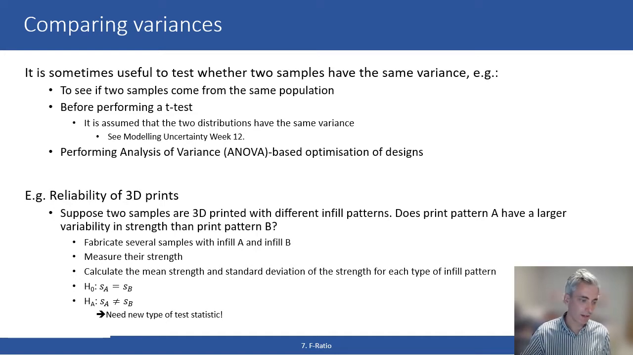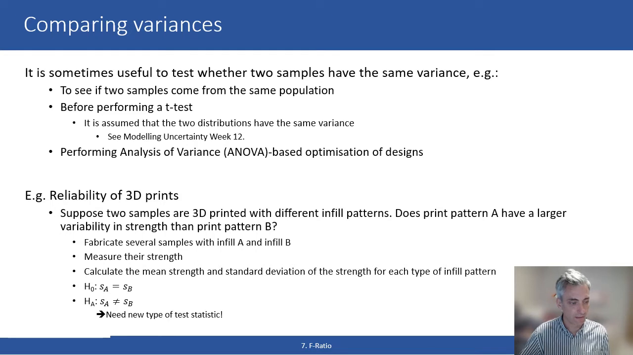And then we would write a hypothesis like this. S squared is the sample variance, and S is the standard deviation. So the standard deviation in strength of infill pattern A is equal to the standard deviation in strength of infill pattern B. This is the null hypothesis. And then the alternative hypothesis is that these two infill patterns have different strength distributions.